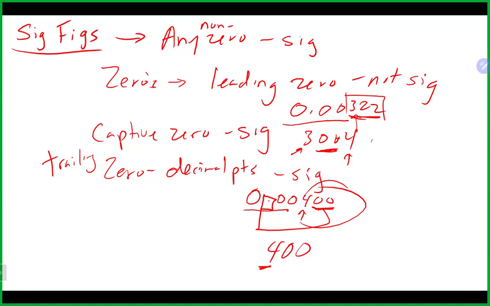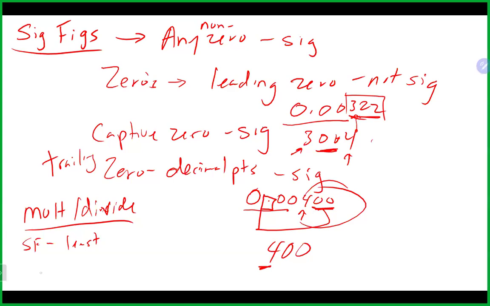We talked about calculations using significant figures. And when we multiply and divide, we are looking at significant figures, and it is the least. So again, the number that has the least number of significant figures in whatever calculation you're doing is how many significant figures your answer should have.